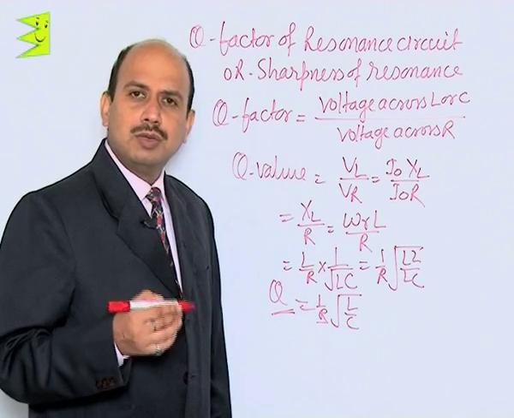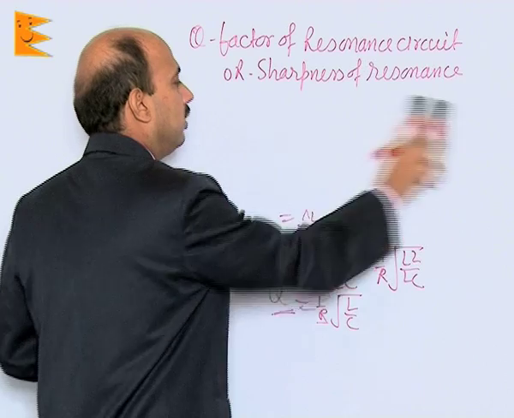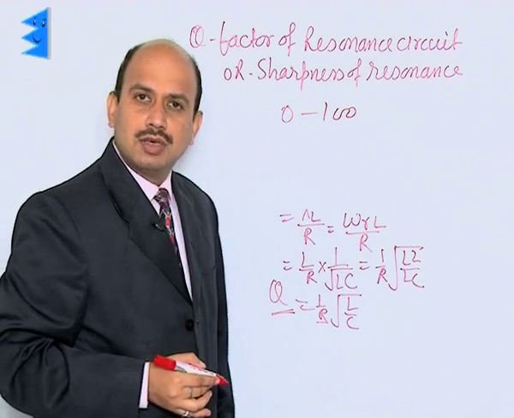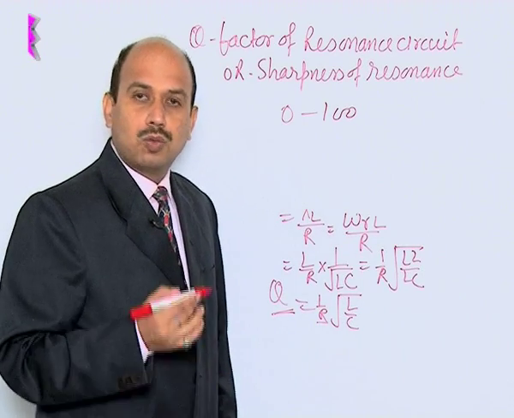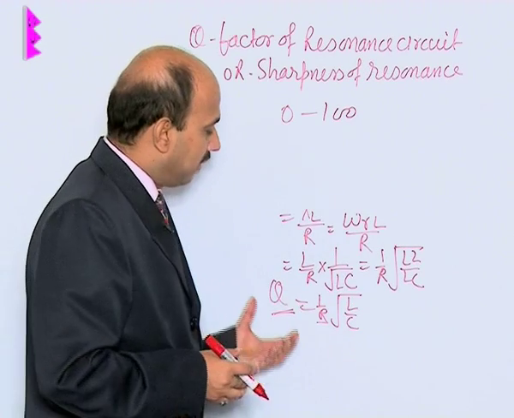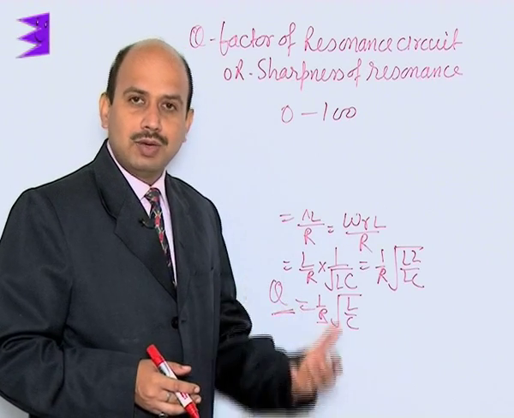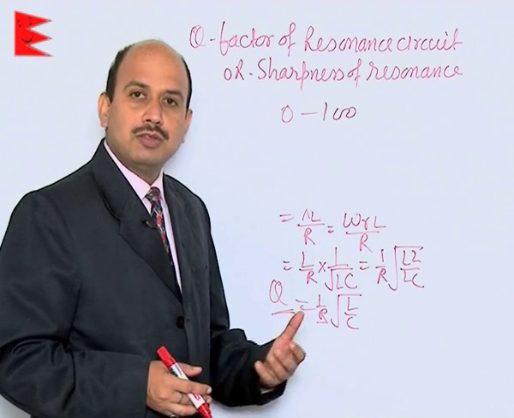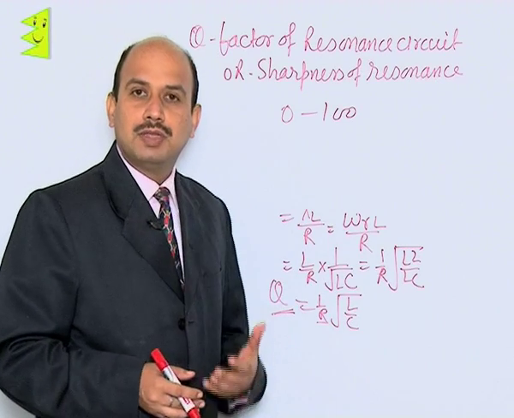For electrical circuits which we use, the value of Q may vary from 0 to 100, but for electronic circuits these days, Q is around 200. So the quality factor basically defines the sharpness of the resonance. The larger the value of Q, the sharper and narrower the resonance is, and we can also say that for a smaller bandwidth, the sharpness of resonance is more. So this is about the Q value and Q factor of the resonance circuit.